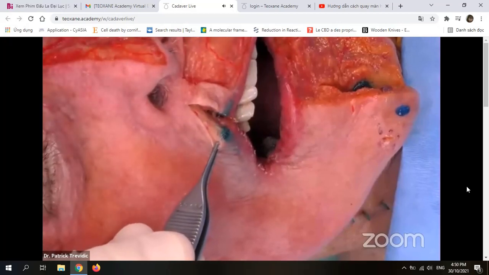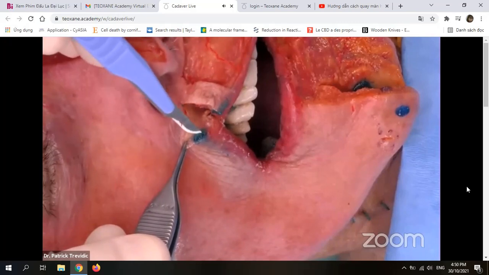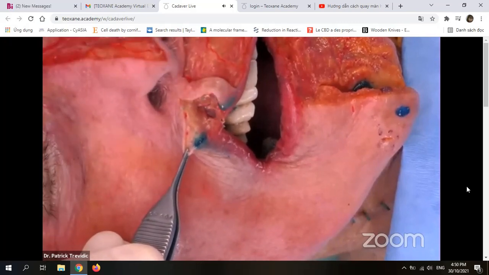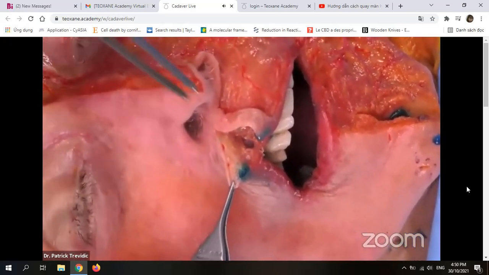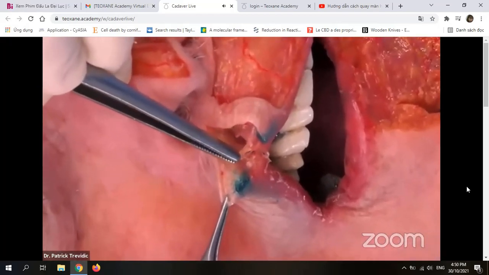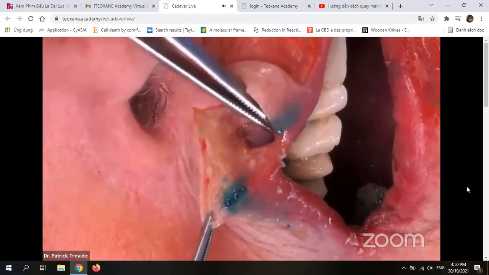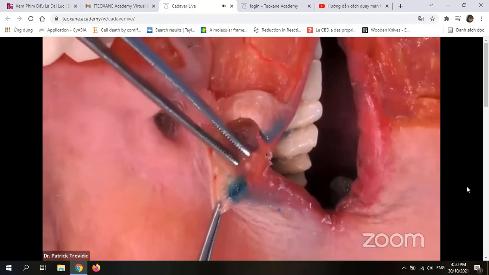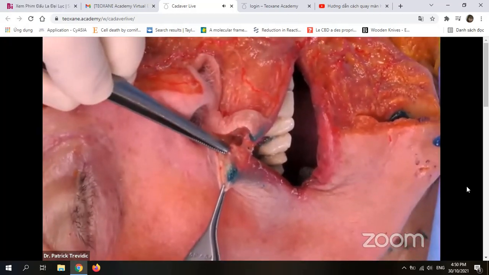So look here, you see very well the blue that is under the mucosa, and you see here, and I will show you, where is the artery here. You see here the artery that is in a submucosal position. So if you are going on the other side, you see the blue shade here, and here you see my artery that I pinch.